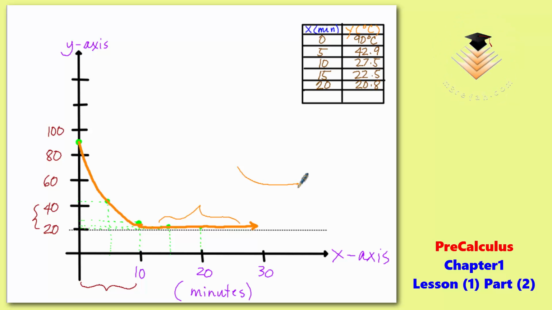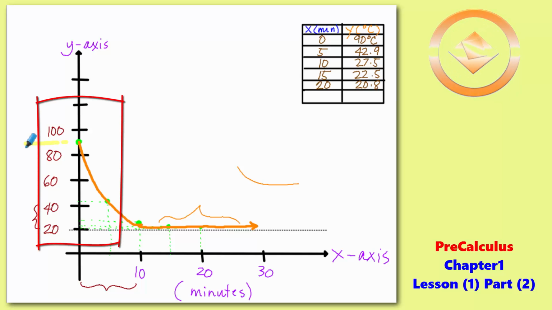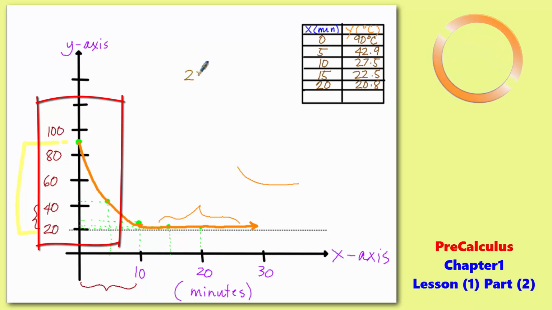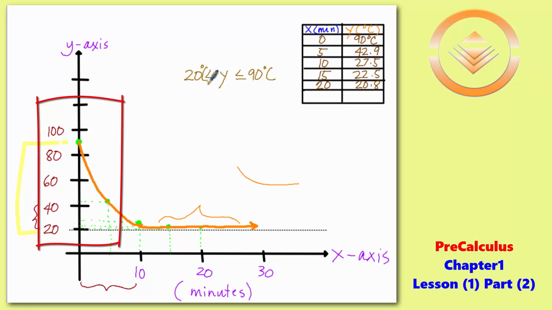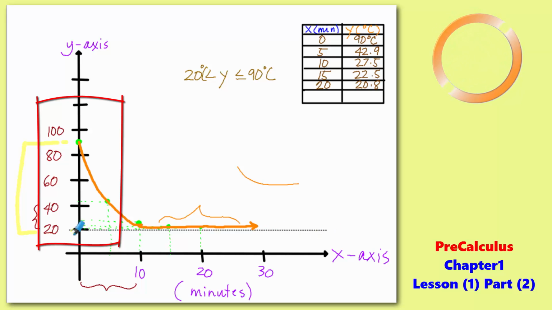So what are we going to do here? We're going to analyze the graph. What is our range here? Our range is from here going to 20. So our range would be from 20 to 90 degrees Celsius. Now why is our y not equal to 20? Remember this, that we have a broken line here.